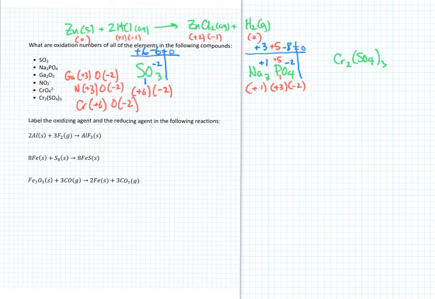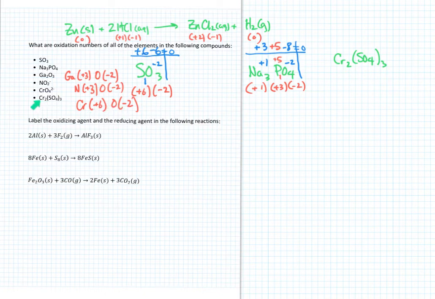Okay, so if you did this the way I told you, you should have come up with gallium oxidation number +3, oxygen -2 for gallium oxide. NO2-, you should have come up with nitrogen as +3 and oxygen -2. This one is a -1, so the sum of the oxidation numbers has to add up to -1. This one's a -2, this chromate ion, chromium +6, oxygen -2.